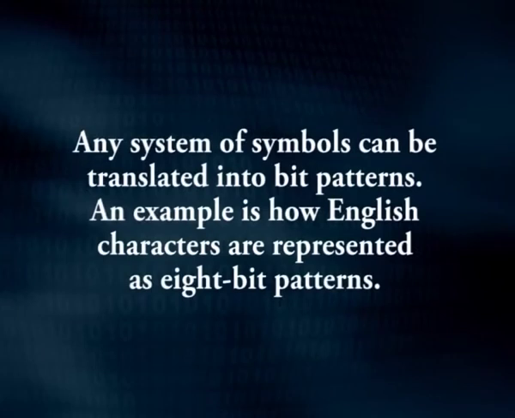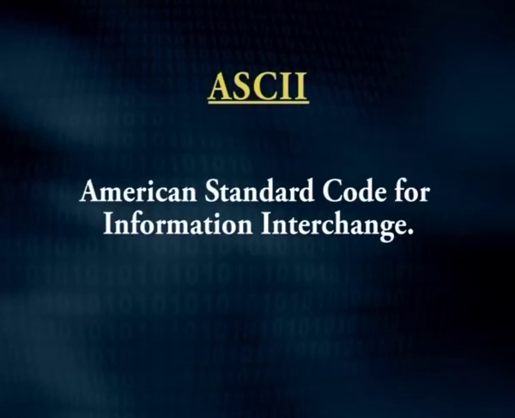The idea is that any system of symbols can be translated into bit patterns. An example is how English characters are represented as 8-bit patterns. The agreement about what patterns represent what characters is called ASCII. The hardware and the software of a computer system follow this agreement when the data is text. You will learn more about this later. Other types of data, that is non-character data, are represented using other methods.